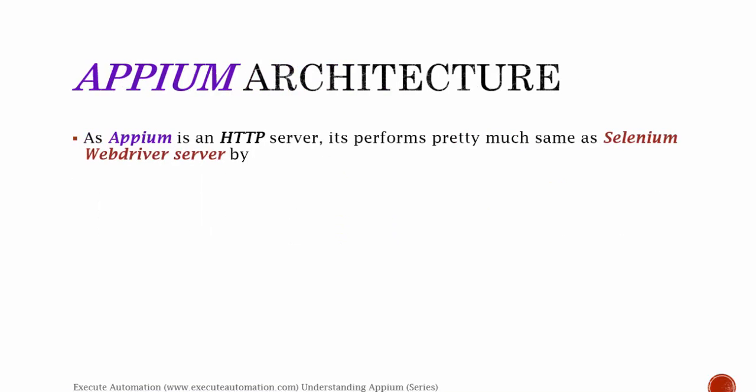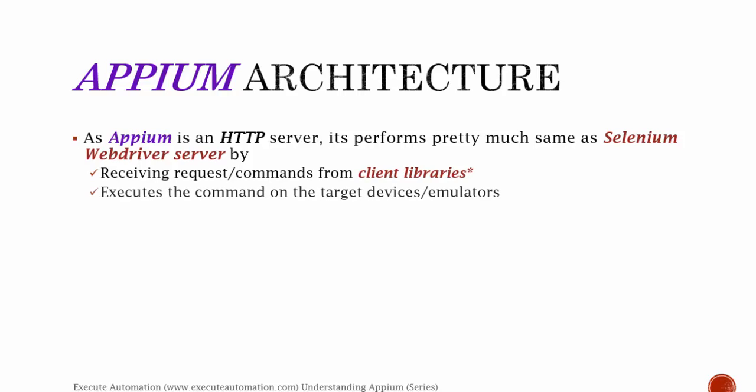As Appium is an HTTP server, it performs pretty much the same as a Selenium WebDriver server by receiving a request or command from client libraries. Well, client libraries are something which we'll discuss in the next slide. Just as of now, just remember that it receives the request or command from the client libraries and then it executes the command on the target devices or emulators.